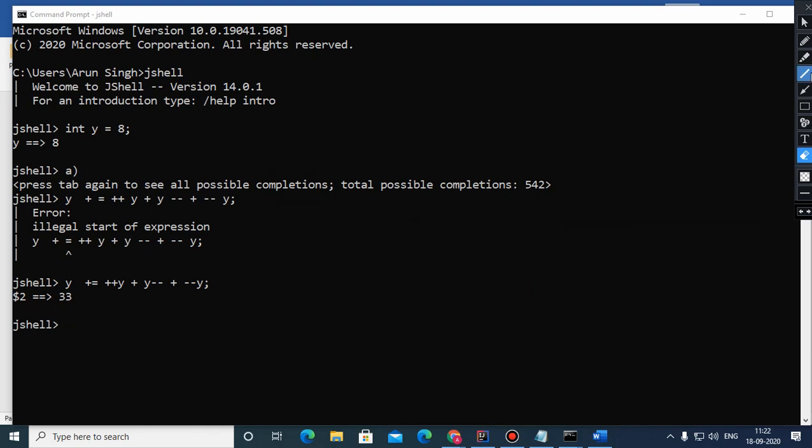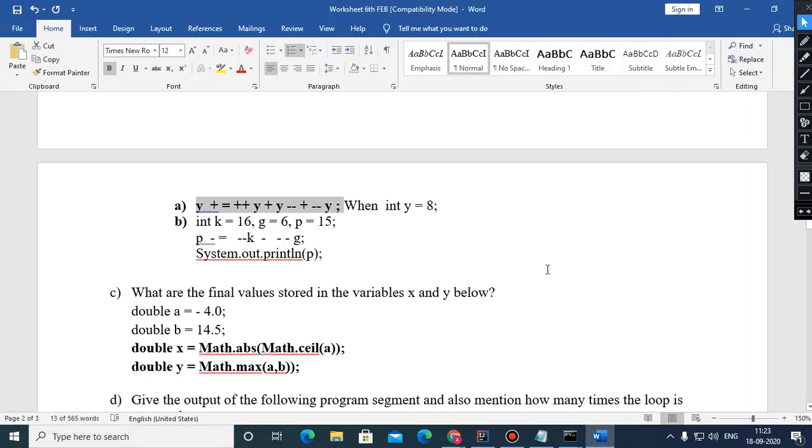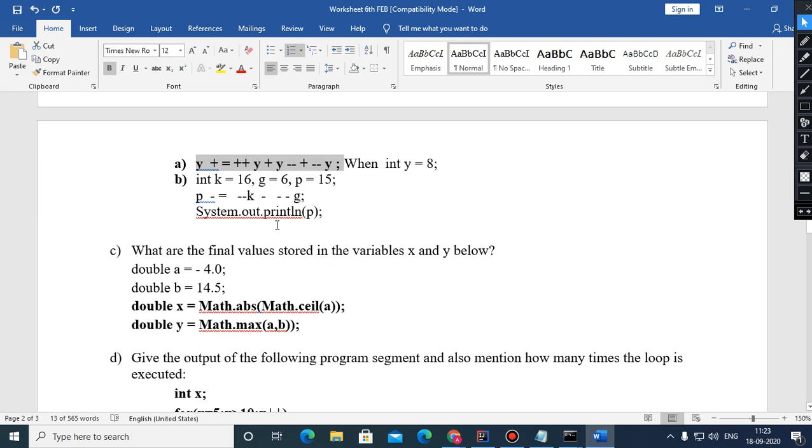Now the next one. What is the solution in the second case? B part. When k is 16, g is 6, p is 15, and p -= --k minus this one. Minus minus 5. How many of you agree with this?